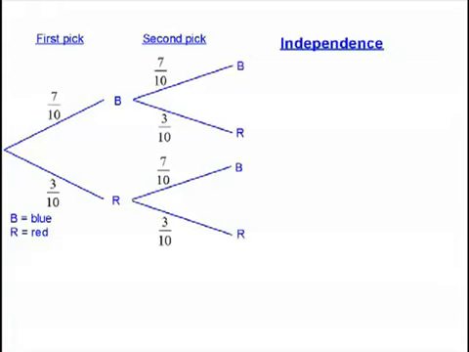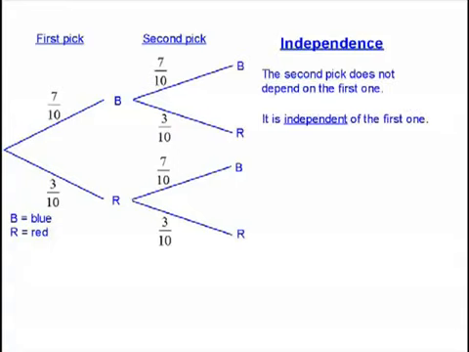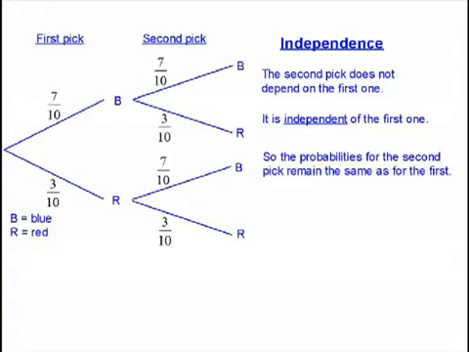Now, this is an example of a very important idea in probability called independence. And what it's saying is that the probability of the second pick doesn't depend on the first one. They're independent. The second pick is independent of the first one. So the probabilities for the second pick remain the same as for the first. In other words, what happened in the first round doesn't affect the second round.